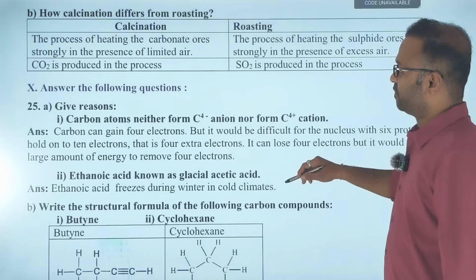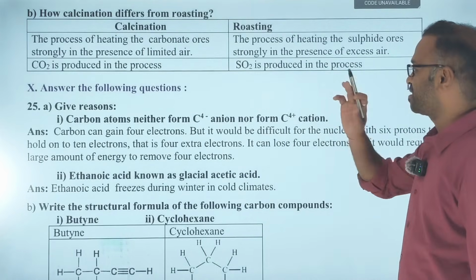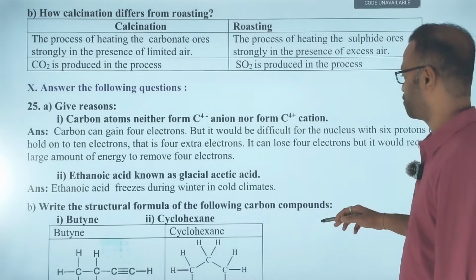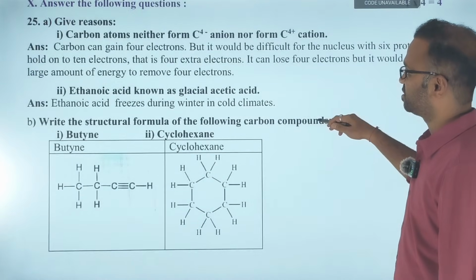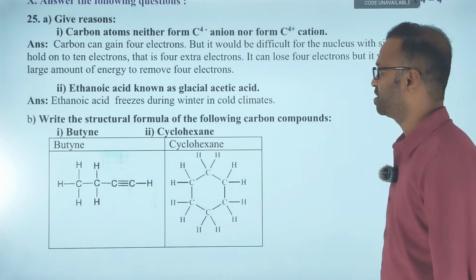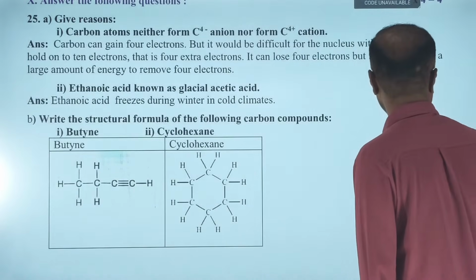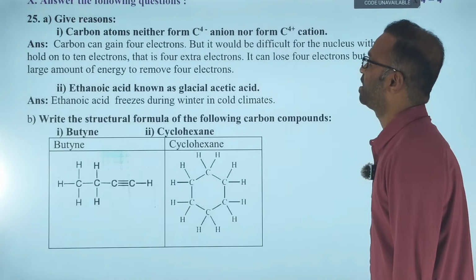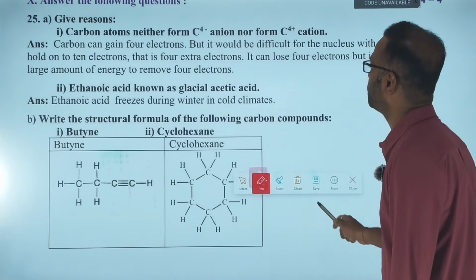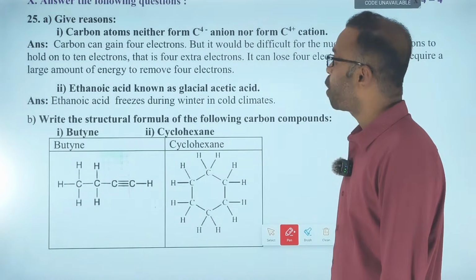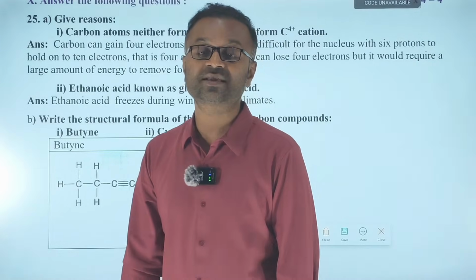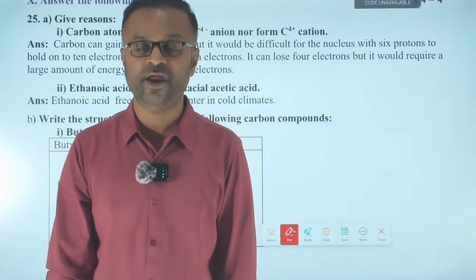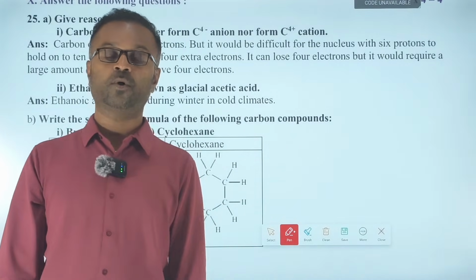Okay, fine. So next one is the answer the following question. 4 marks, 1 question they'll ask. Here they ask one such question. Let us try to understand this question with the answer. Now, what is the first question? Give reason. The reason is that carbon atoms neither form C4- anion nor C4+ cation. So they will not form the ionic compound, or they will not form the ionic bond. Instead, they will form the covalent bond.